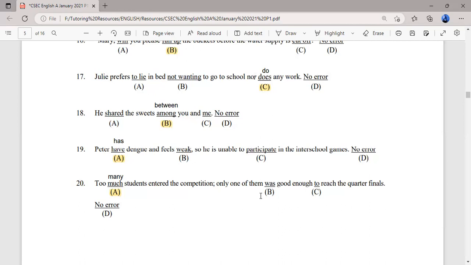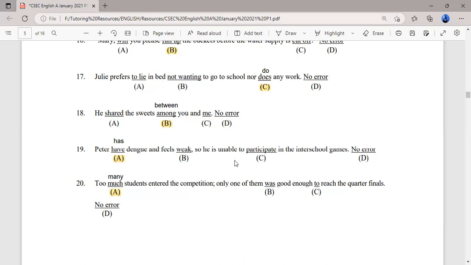Number 20, too much students entered the competition. Only one of them was good enough to reach the quarter-finals. Much is the incorrect option, as much is used with nouns that cannot be quantified. Students can be quantified, meaning that they can be counted. So we use, too many students entered the competition.